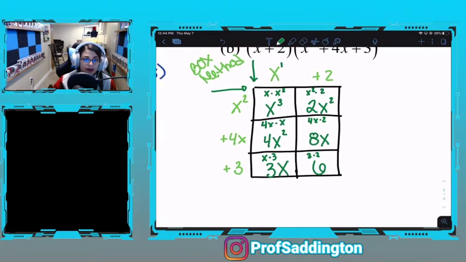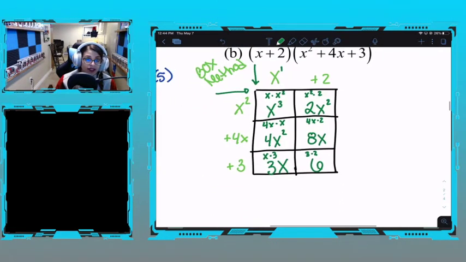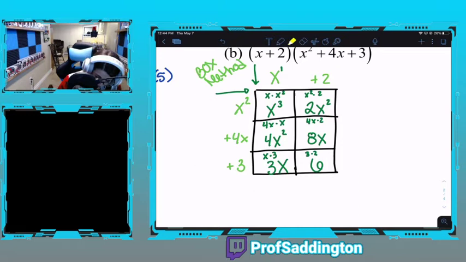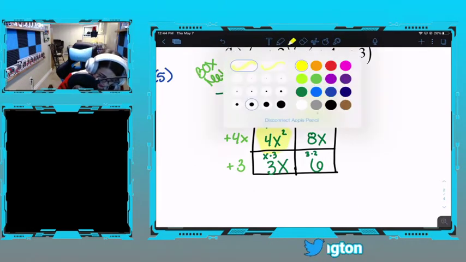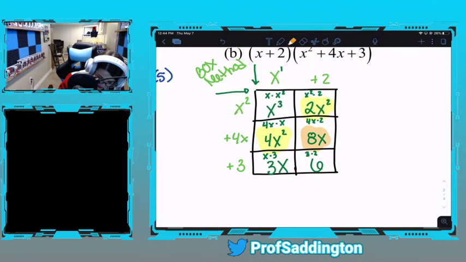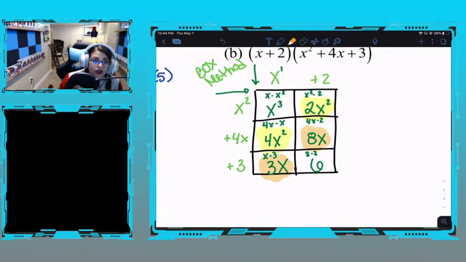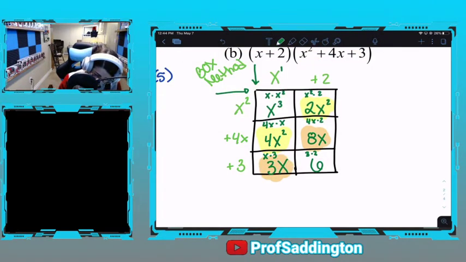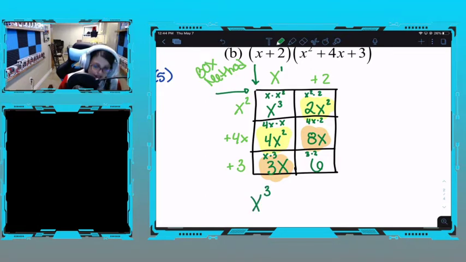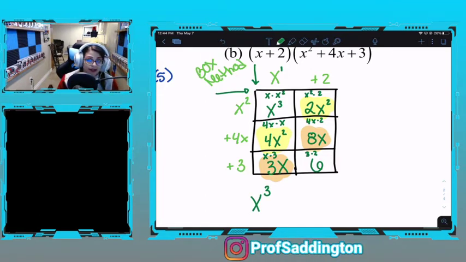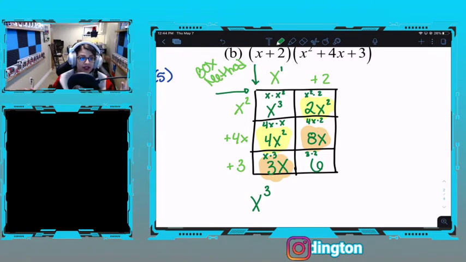Now I'm going to put all of that together. I'm going to look to see if I have some like terms, which I do. I have 2x squared can be combined with 4x squared. And I also have 8x can be combined with 3x. So I have x cubed didn't have anybody, so he just comes on down. And remember, you still want your answers written in standard form, okay?